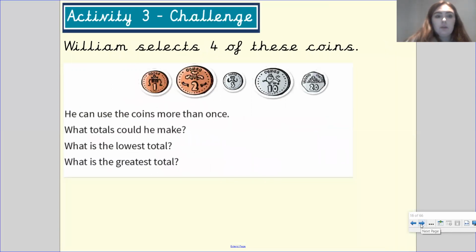And activity 3, your challenge. So William selects 4 of these coins. He can use the coins more than once. What totals could he make? What is the lowest total? And what is the greatest total?